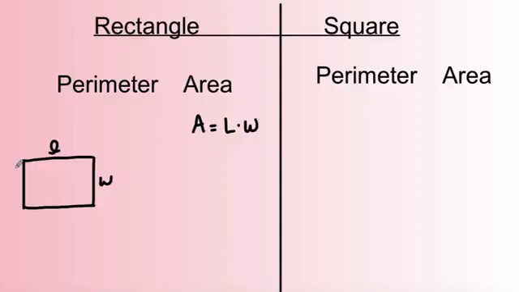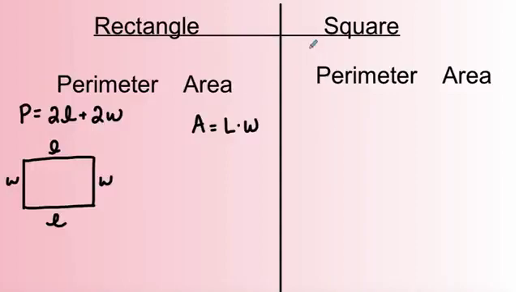Now, the perimeter, if I think about it, is all the sides added up. Opposite sides of a rectangle are actually equal. So I'm going to say that this is L and this is W. If I were going to find the perimeter, I'd add up all the sides. That would give me 2L plus 2W, which is a very helpful formula for rectangles.